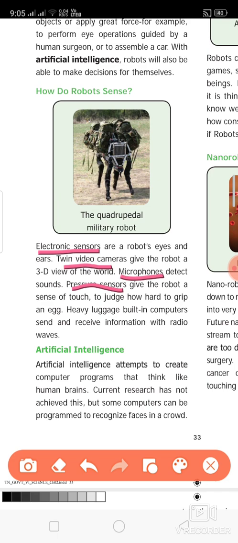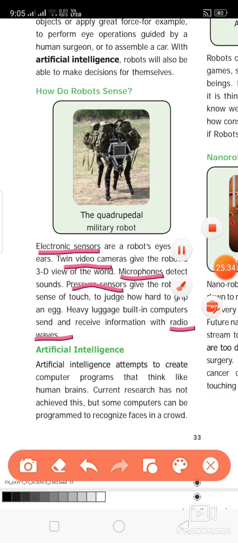Cooking robots are very famous, you might have seen them in your WhatsApp videos. You take an egg and it prepares an omelette. How can it prepare? It knows the weight or the sensibility of the object, to judge how hard to grip an egg. The built-in computer sends and receives information with radio waves. So information is given to the computer of the robot using radio waves.